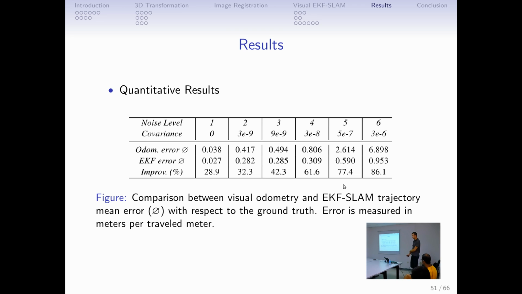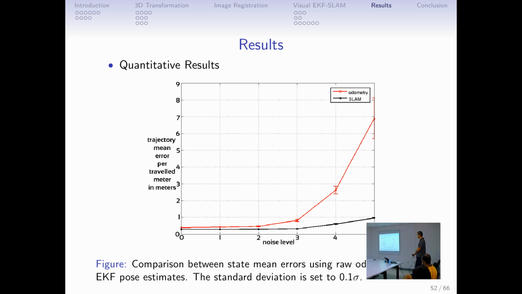So, here are the quantitative results. From the noise level of 1, so no corruption of the odometry, it was in mean away from the trajectory by 38 centimeters. EKF was correcting this to 27 centimeters. This is giving us an improvement of 28%. With a highly corrupted visual odometry, we have an improvement of 86%. This is typical for EKF, because if you're feeding a good running EKF system with less accurate data, the error of EKF is only slightly increasing.